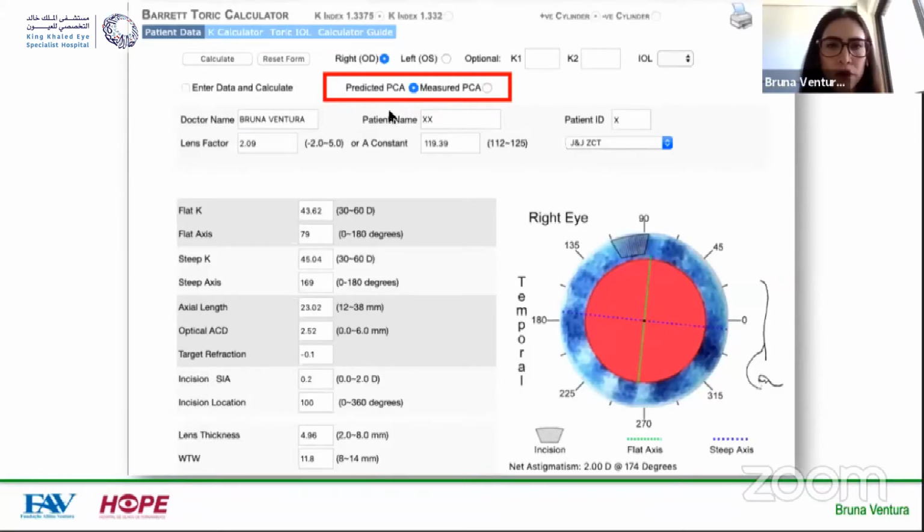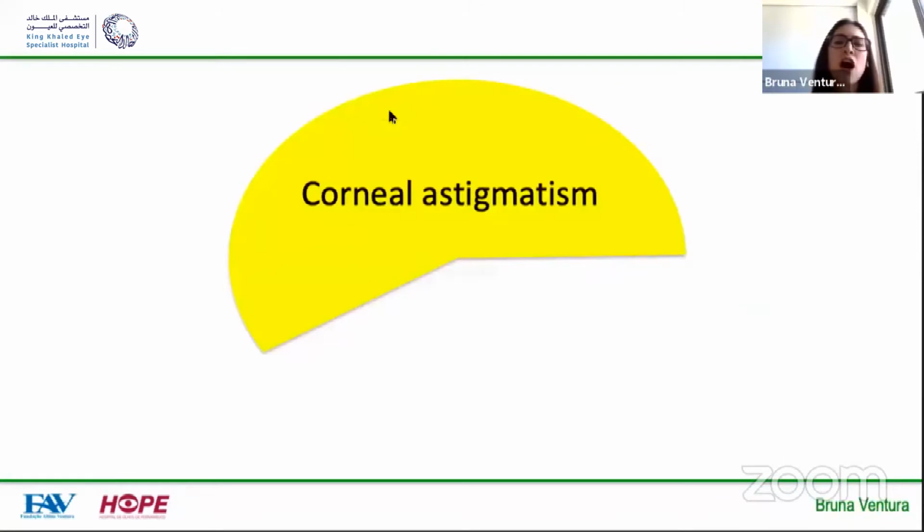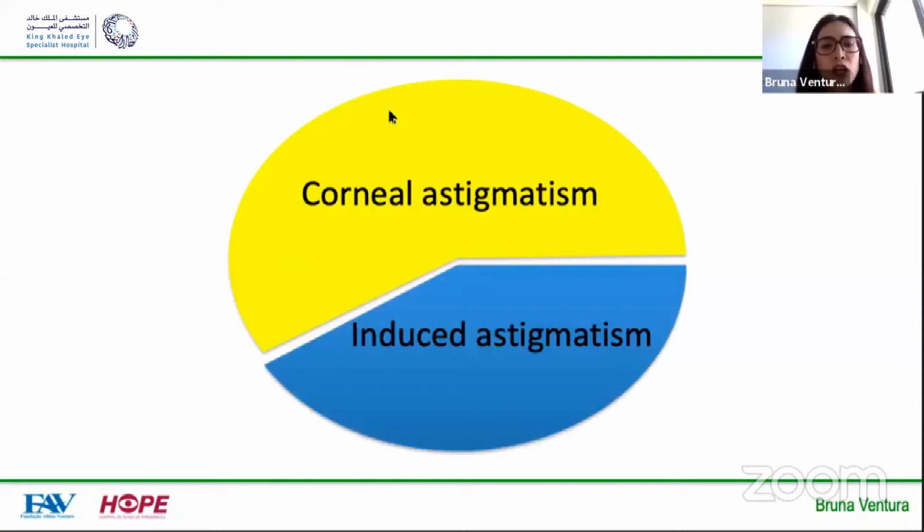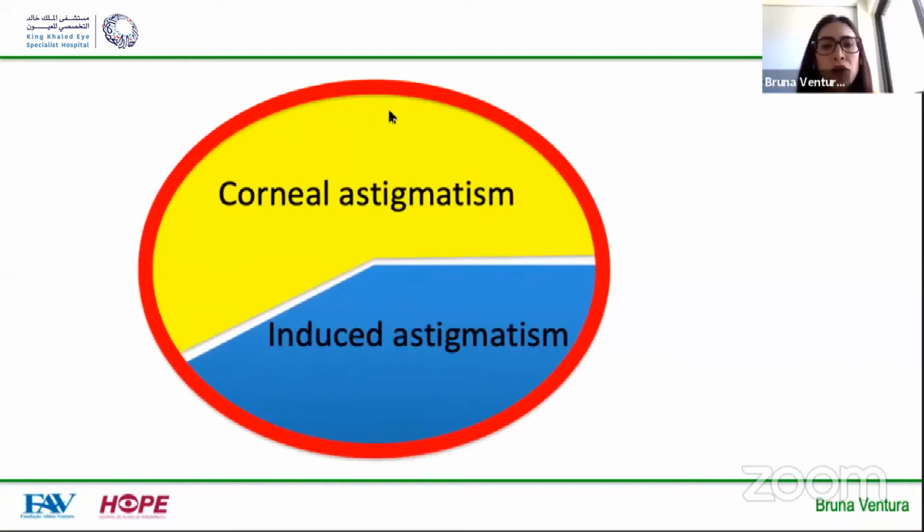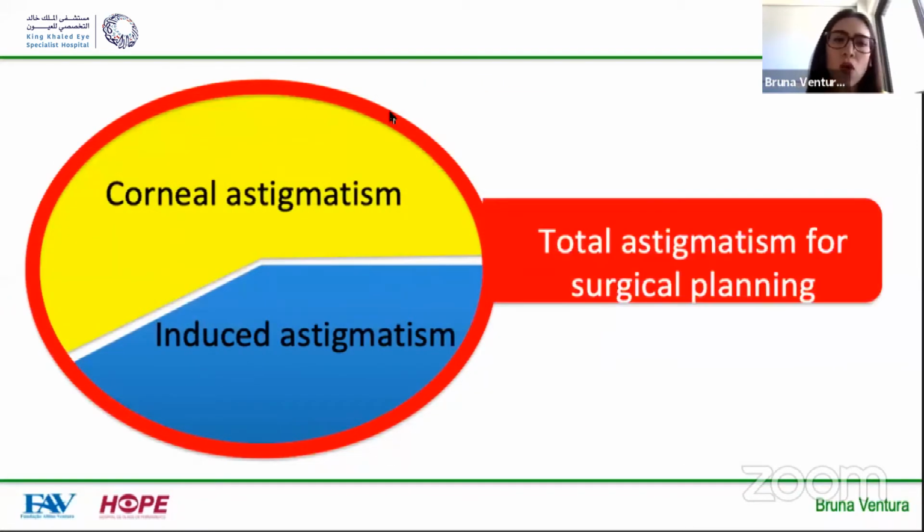We've been talking in these last 30 minutes on corneal astigmatism. So measured corneal astigmatism from the anterior cornea, incorporating the posterior corneal astigmatism, but it's very, very important for us to remember the induced astigmatism also. Both of these, the corneal astigmatism and the induced astigmatism, are very important when we're planning our surgery.